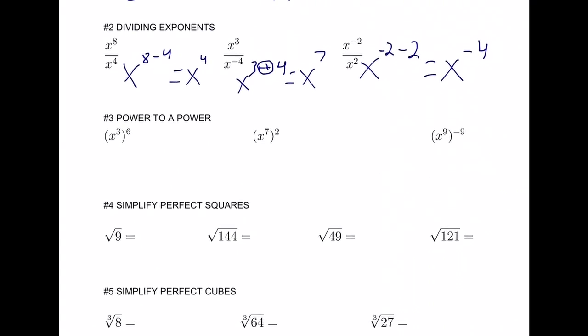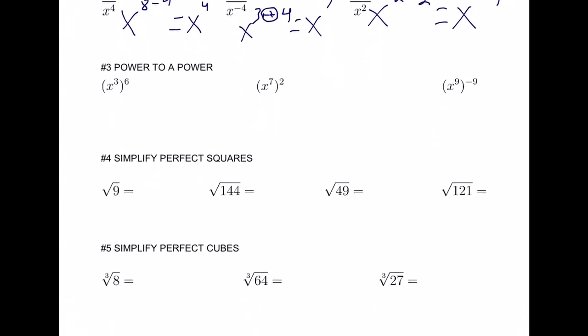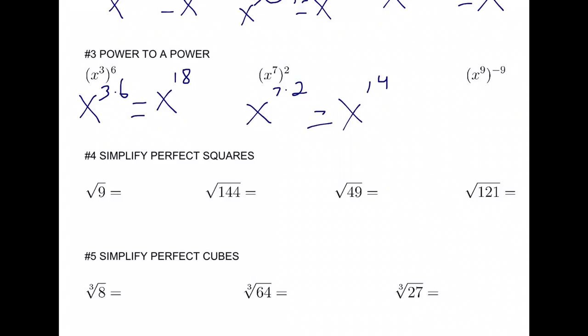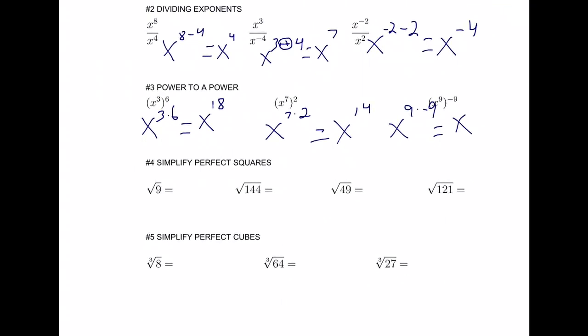Our third concept is power to a power. And here is when we have an exponent raised to another power. And what do we do? We multiply. So this becomes x to the 3rd times 6, or x to the 18th. And this becomes x to the 7 times 2, or x to the 14th. And this becomes x to the 9 times negative 9, or x to the negative 81.